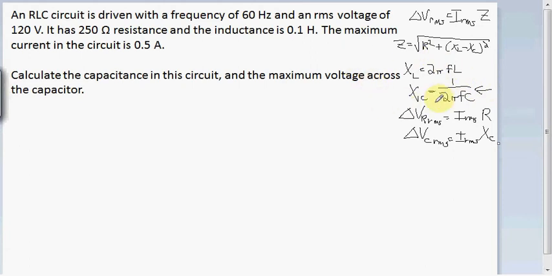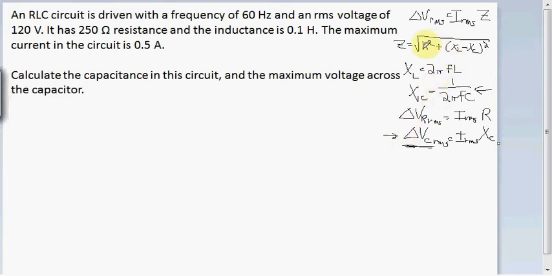To figure out the capacitance, we're going to have to figure out what the capacitive reactance is. We've got a couple of equations with capacitive reactance in them. We've got this one, but we don't know what this is. This is the RMS voltage across the capacitor. We don't know what that is, so we can't really use that.